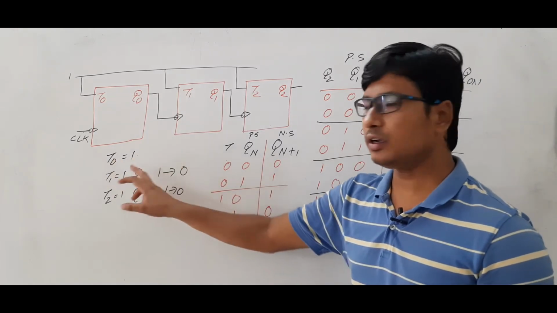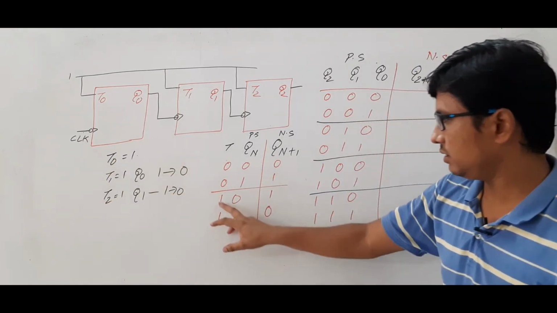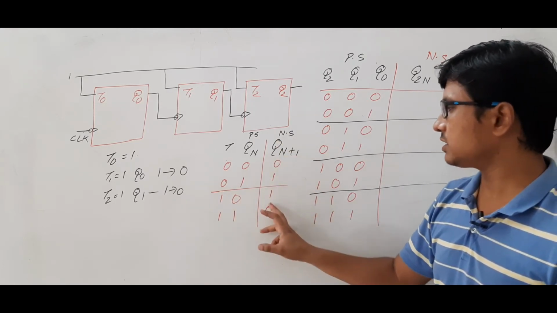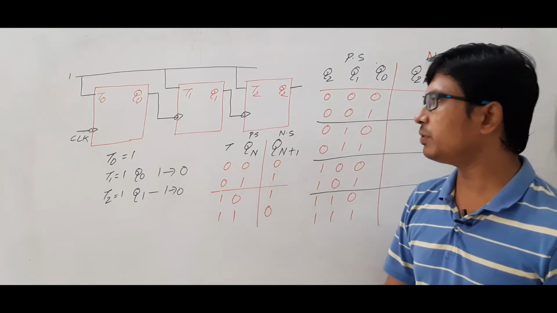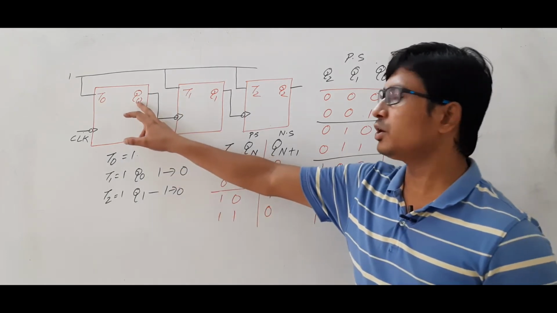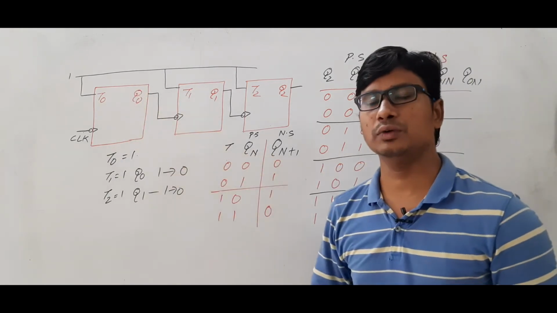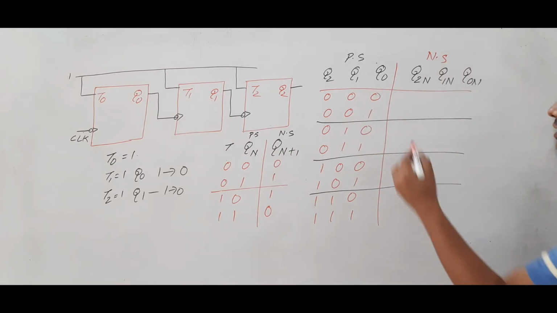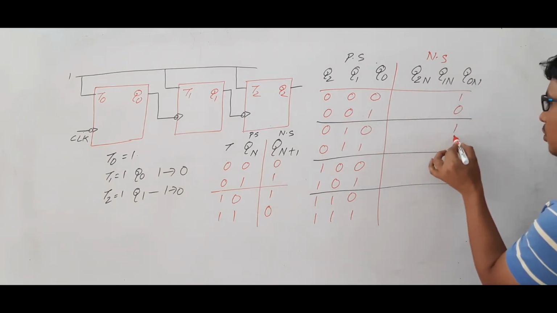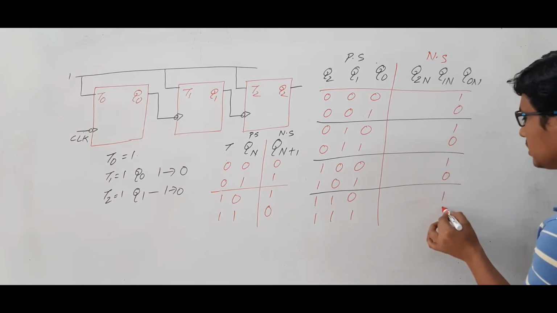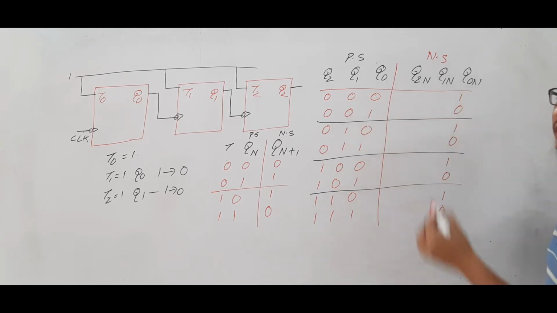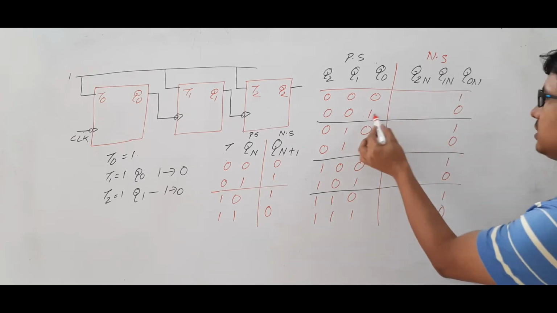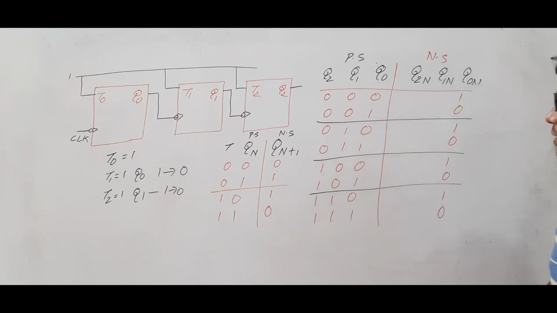Now, for every clock, T0 is equal to 1. If T0 is equal to 1, what will happen? Its next state is equal to the complement of the present state. So, Q0N is equal to Q0 complement. What is Q0? 0, 1, meaning you will get 1, 0, 1, 0, 1, 0, 1, 0. So, for each state, I am finding its complement. Here 0 is there, I am keeping it as 1. Here 1 is there, I am keeping 0, like that I am doing.